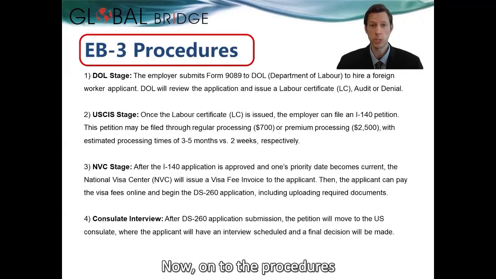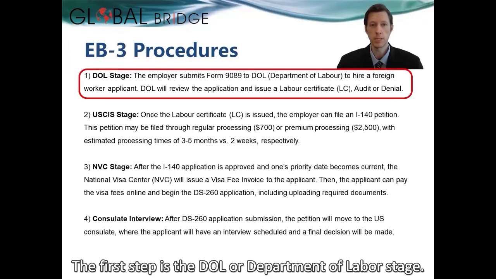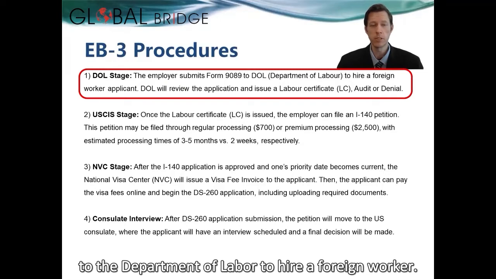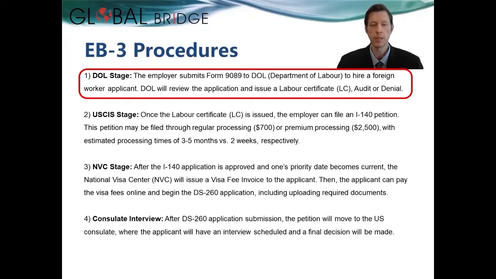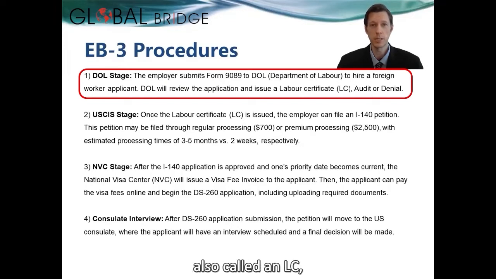Now, on to the procedures of how to apply for the EB-3 program. The program follows 4 basic steps. The first step is the DOL, or Department of Labor stage. At this step, the employer will submit a petition to the Department of Labor to hire a foreign worker. If it's approved, the department will issue a labor certificate, also called an LC, an audit, or denial.